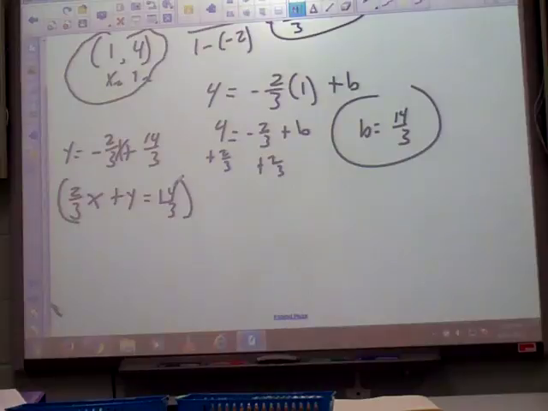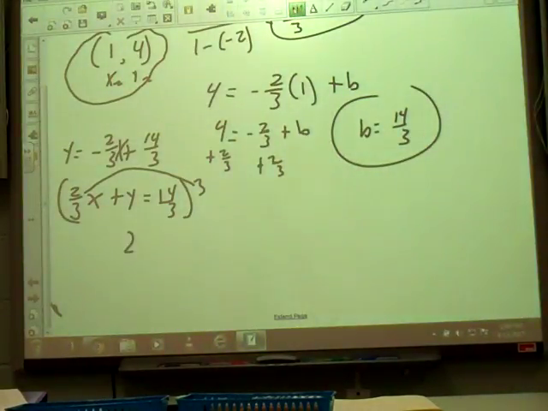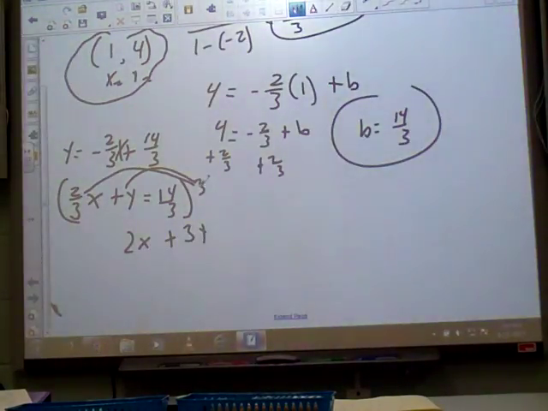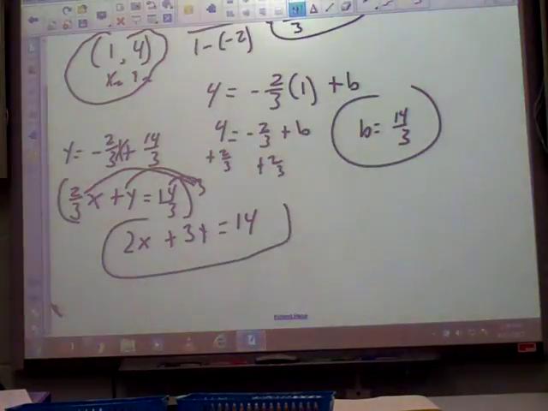I don't have to do a negative because everything's already positive. So the 3's cancel out. I got 2x. Here I got 3y. Here the 3's cancel out, so a 14. Winner, chicken dinner.